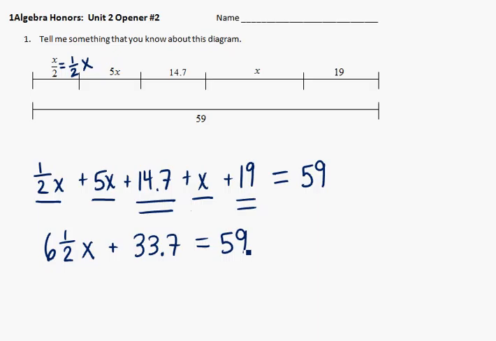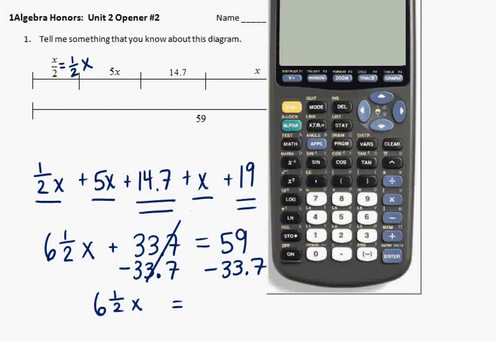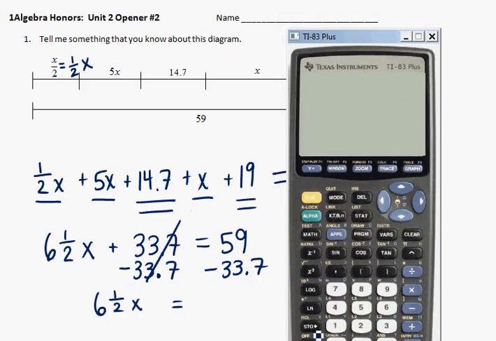So what I'm going to do, since the 33.7 is being added, I'm going to subtract 33.7. But if I subtract something from the left-hand side of my equation, then I need to make sure that I also subtract it from the right-hand side of my equation. So on the left-hand side, I'm left with 6.5x. And on the right-hand side, I have 59 minus 33.7. Let's grab our calculator and see what that equals. 59 minus 33.7 equals 25.3.